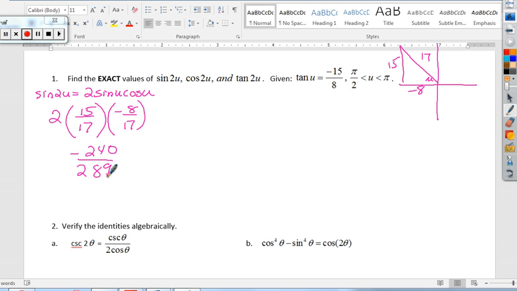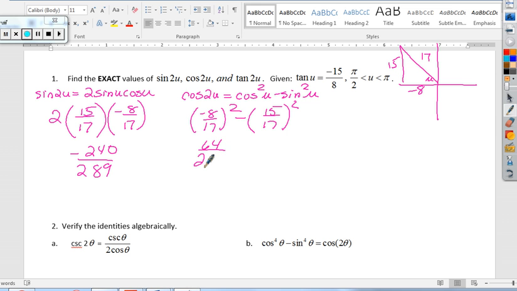Alright, that's sine 2u. So let's find the exact value of the cosine 2u. I'm going to use the formula cosine squared u minus sine squared u. So we said cosine is negative 8 over 17 squared minus the sine, which is 15 over 17 squared. That gets me 64 over 289 minus 225 over 289, leaving us with negative 161 over 289 as our exact value.